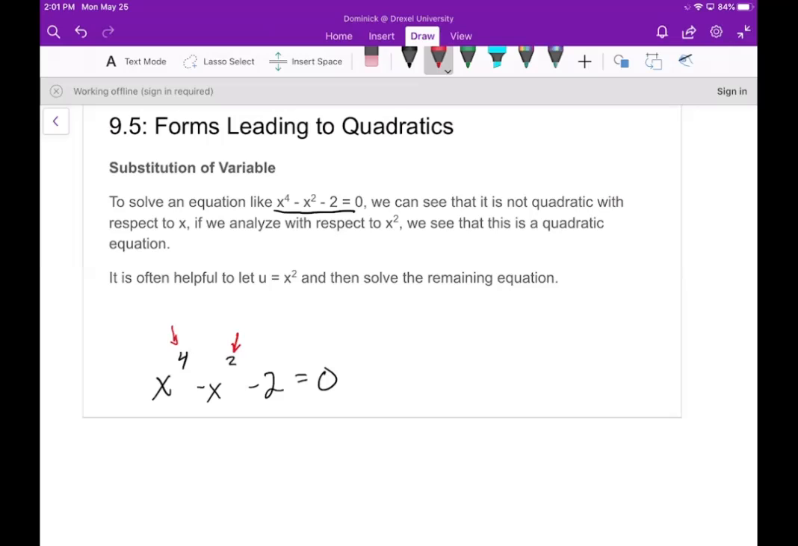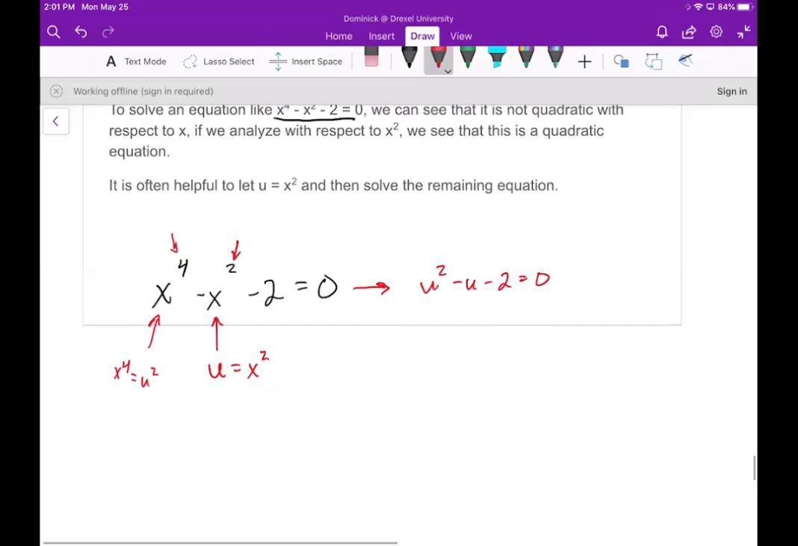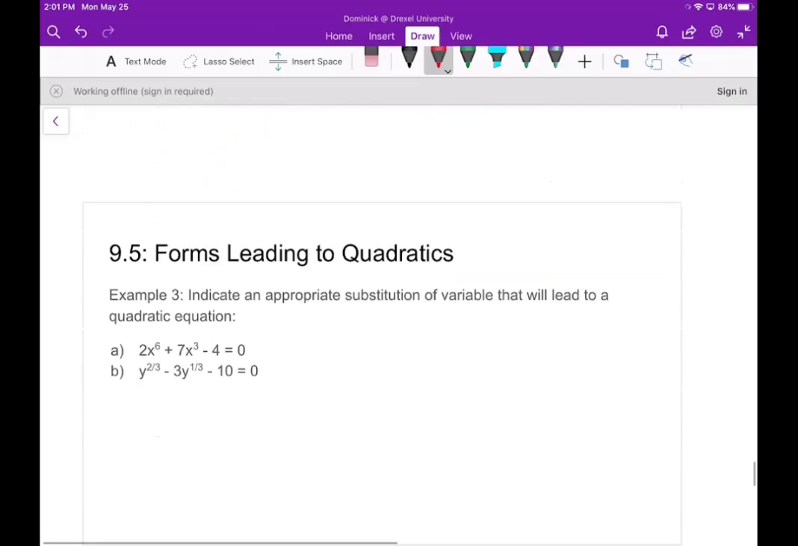So what we do is we just think about, well, what if x squared was like x, right? And we're actually just going to call it another letter. We're just going to usually call it u. Well, if x squared is like u, then x to the 4th is like u squared. So we can think of this as u squared minus u minus 2 is equal to 0. And now it's a quadratic, right? So now you could solve this, right? So that's what we're going to do here. We're going to do a couple of examples of that.